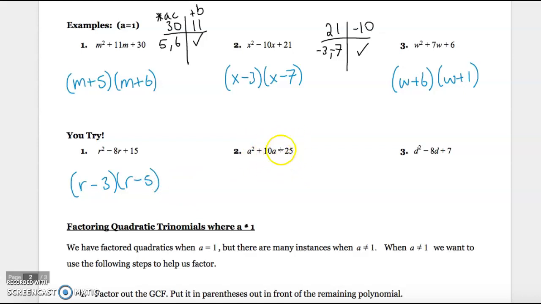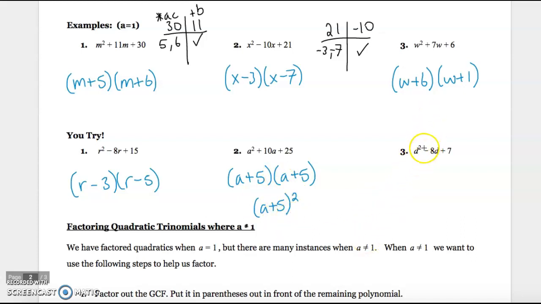For this one, what multiplies to 25 and adds to 10? Well, the only thing I can think of that multiplies to 25 is 5 times itself. Oh, yeah. So a plus 5, oops, and a plus 5, that adds to 10. Another way you could see this one written is if you have the same factor twice, a lot of times you'll see it written like this as well. So either of those would be acceptable answers.